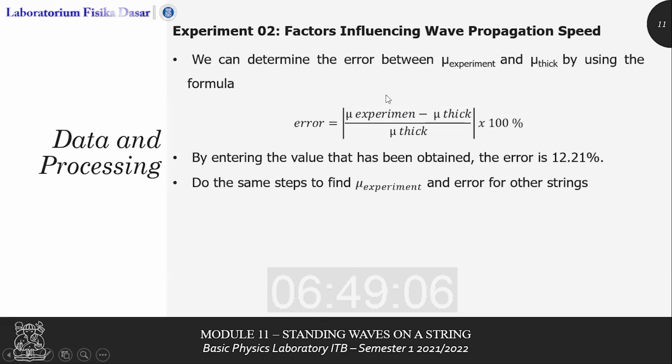And then we can determine the error between the mu experiment and the mu reference, of the string that we use. The error is mu experiment minus mu reference, divided by mu reference, times 100%. Okay, we will get the error. Do the same steps to find the mu experiment and error for the other strings.